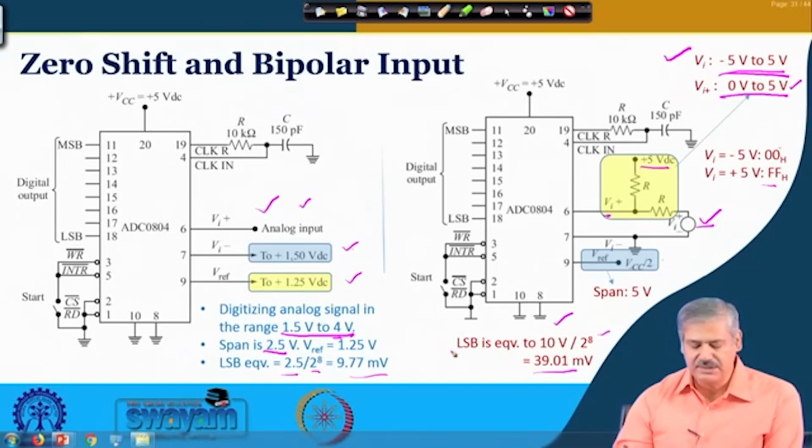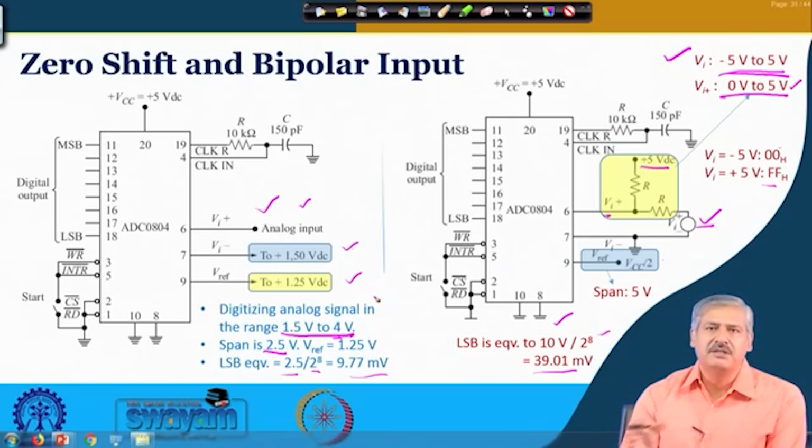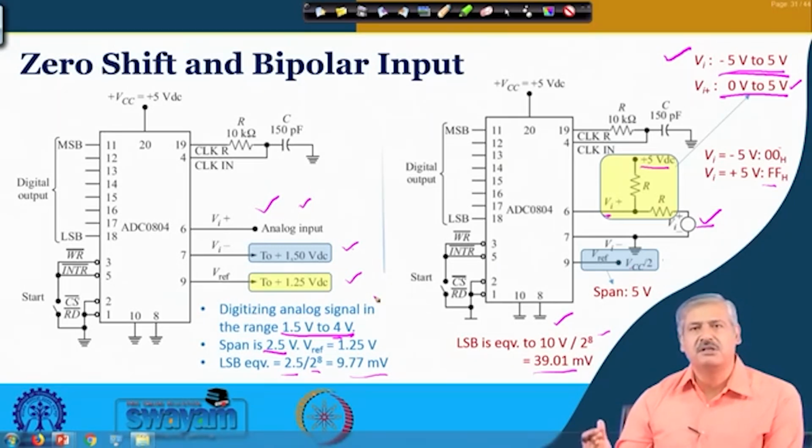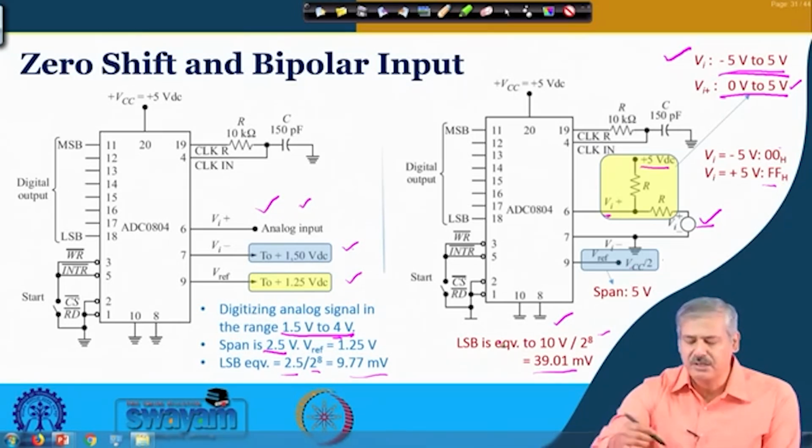Other things associated with this ADC operation are that you can start conversion by pressing this switch, and there are interrupt and various other inputs when you are using it with a microprocessor or other circuits. You can make use of them, but the basic ADC operation, the conversion of analog to digital, we have just discussed. These are other control inputs; as and when you use it, you find out from the data sheet and make use of them.